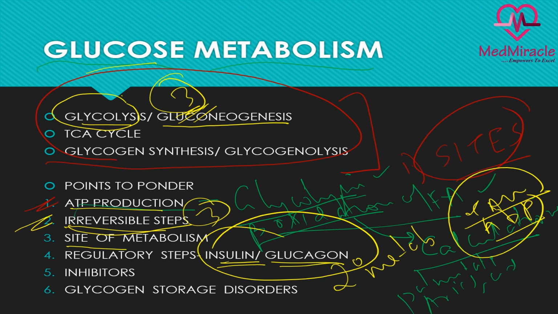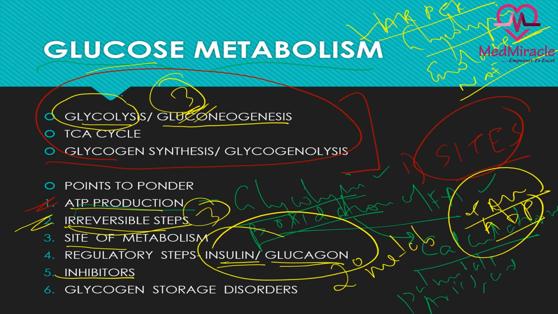glucagon. The next step is inhibitors. Say in glycolysis, there is the enolase enzyme which is inhibited by NaF. So this is just one example. There are multiple examples. If you go to Harper, you can see at various steps a bold black line will be drawn and the name of the inhibitor will be written. So you have to be thorough with all those things.